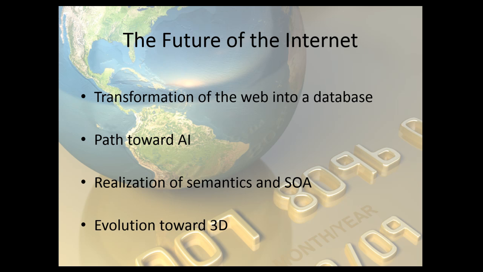There's also the use of paths toward artificial intelligence, and as you saw in the previous chapter, how that has evolved. And so you're going to start seeing a big combination between the use of the web as a database, the way Watson was being used, the artificial intelligence built into Watson-like systems, and the realization of semantics, of SOA, and all that stuff.